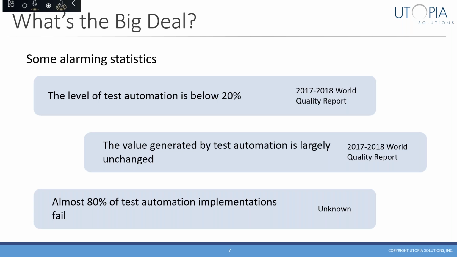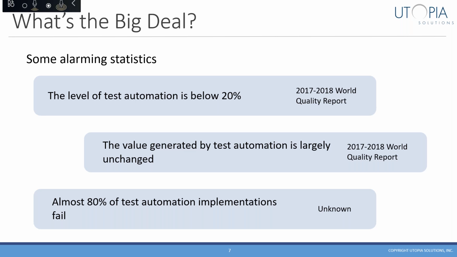So the first one from the World Quality Report says that the level of test automation in general is below 20%. And the context of that statement is that of all the potential testing activities that could be automated, less than 20% actually are. And while that's pretty disappointing, considering the vast amount of resources that we put into this, it also points, I think, to a huge opportunity to improve.